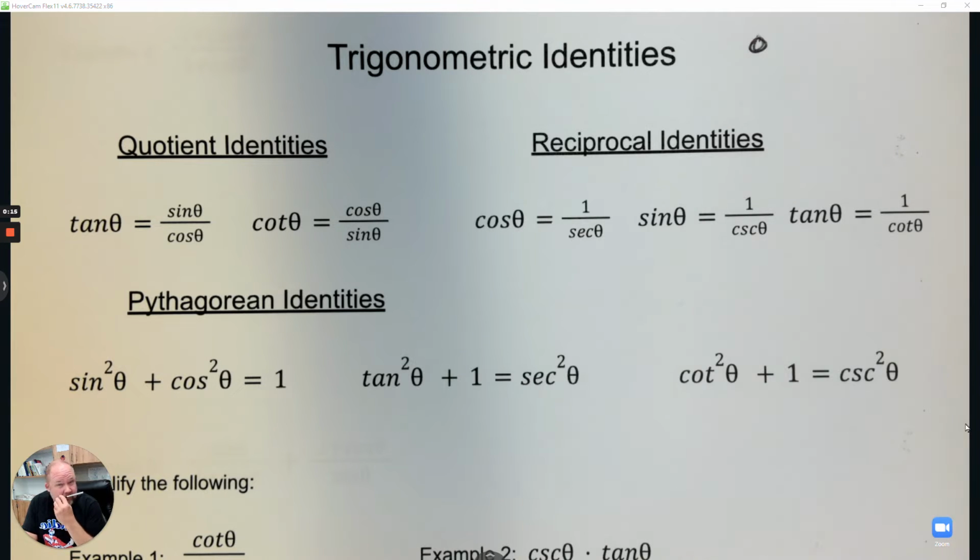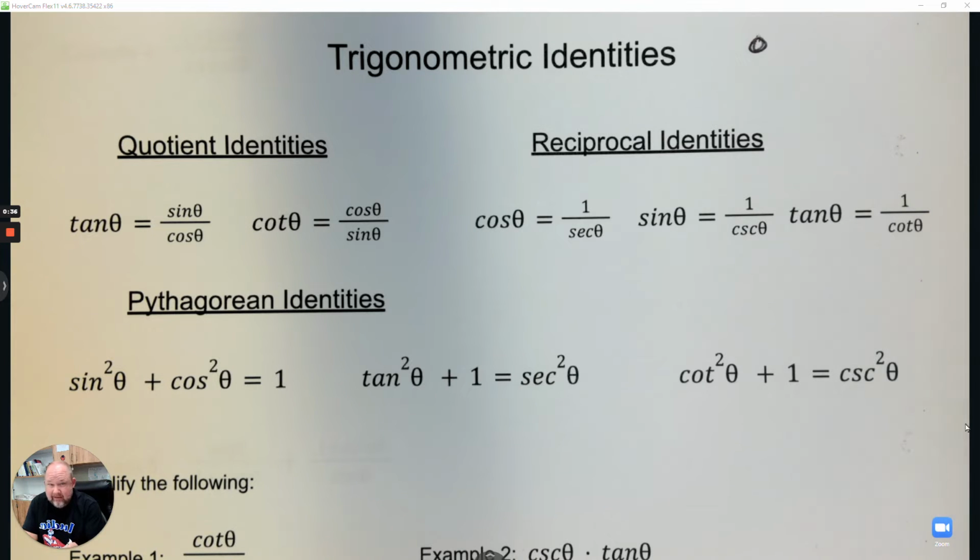Tangent is equal to sine over cosine, and the reciprocal, cotangent, is equal to cosine over sine. Reciprocal identities, which you know: cosine is the reciprocal of secant and vice versa. Sine is the reciprocal of cosecant and vice versa. And tangent is the reciprocal of cotangent and vice versa. Now these three are a little bit new.